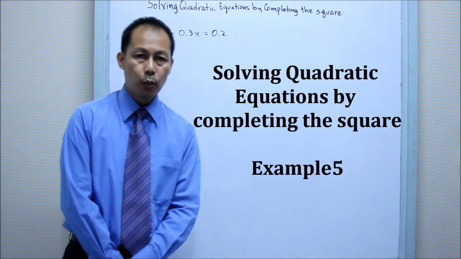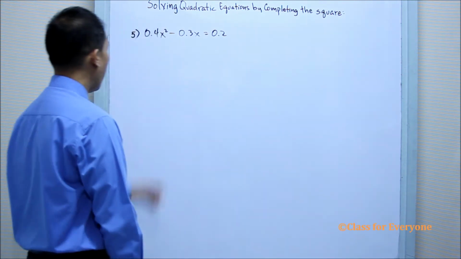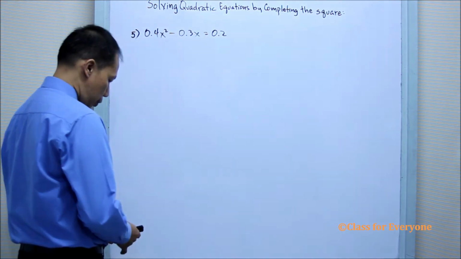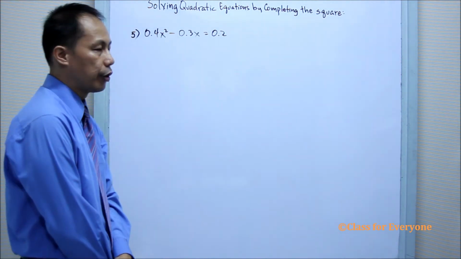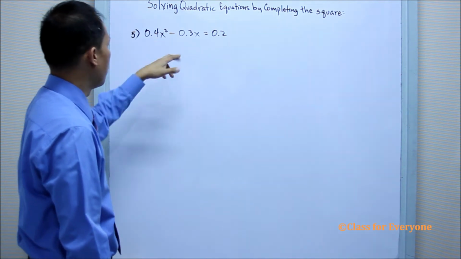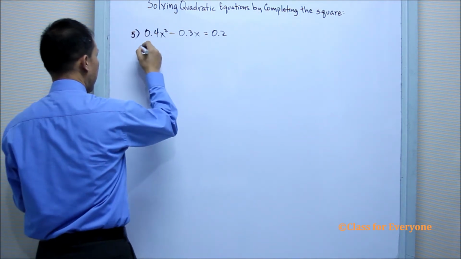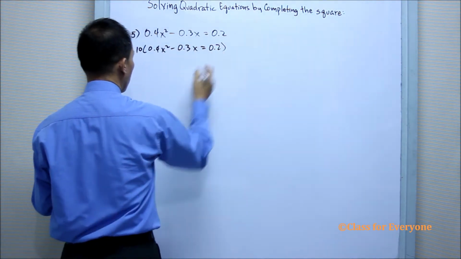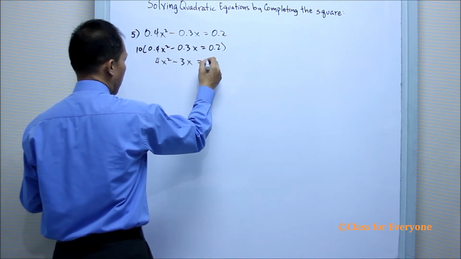Let us have another example wherein the coefficients are decimals. We have 0.4x squared minus 0.3x equals 0.2. The first thing that we're going to do is to make these decimals integers. Since the place value is tenths, I'll multiply all of them by 10. By multiplying this by 10, 0.4x squared minus 0.3x equals 0.2, the product will be 4x squared minus 3x equals 2.